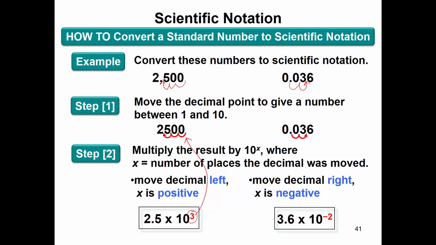How I think of this is, if I have a large number that's greater than 1, then that exponent is going to be positive, because it's a large number and you've got to move your decimal out. If I have a smaller number, less than 1, then the exponent is going to be negative. So for small numbers, my exponent is negative. That's just one little tip that I think of when I do these.